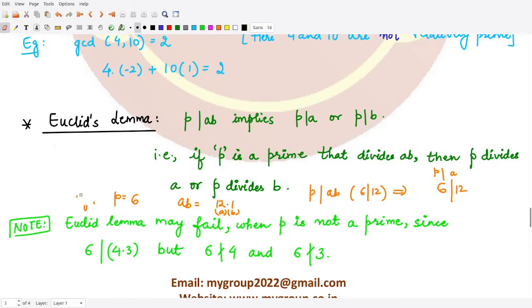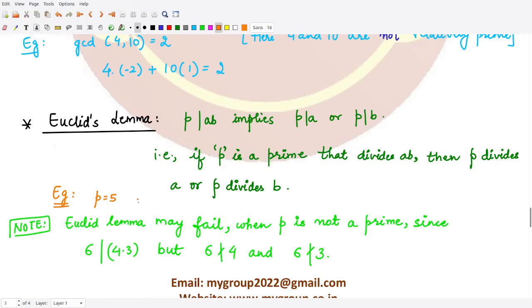Here I have given you a wrong example, because 6 has to be a prime number. It works in this case because we are saying it may or may not work for non-prime numbers, but it is certain that it has to work for prime numbers, right? So let me give you another example. Here let's take a prime number, P as 5, and let's take A as say 10 and B as say 2, right?